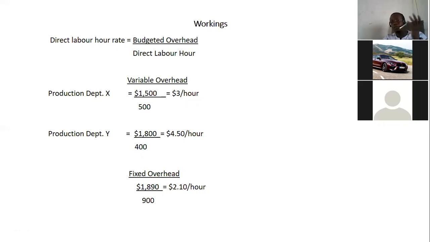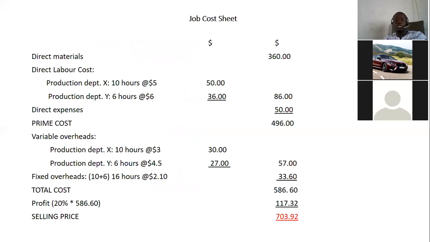To find the total labor hour cost, we will have to multiply the rate by the total hours that have been incurred by production department Y. For production department Y, it's 6 hours. So we are going to multiply 6 hours by $4.50. When that is done, we get $27.